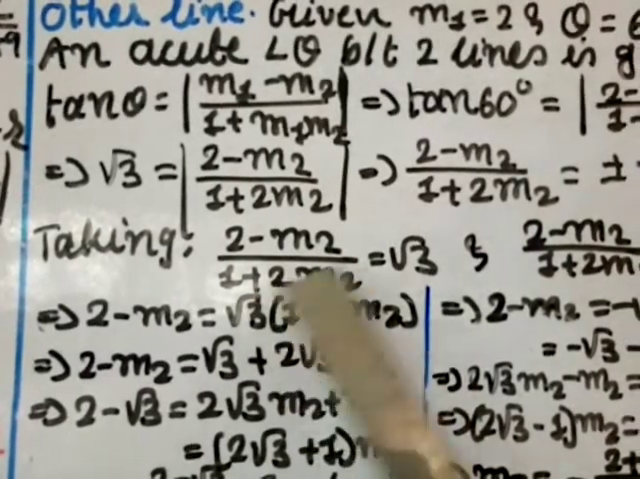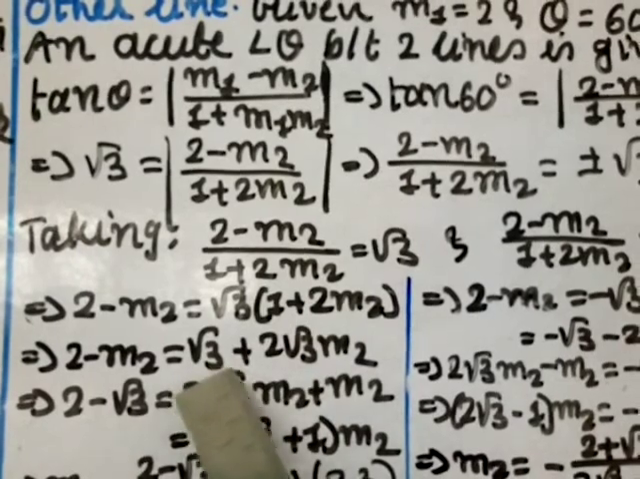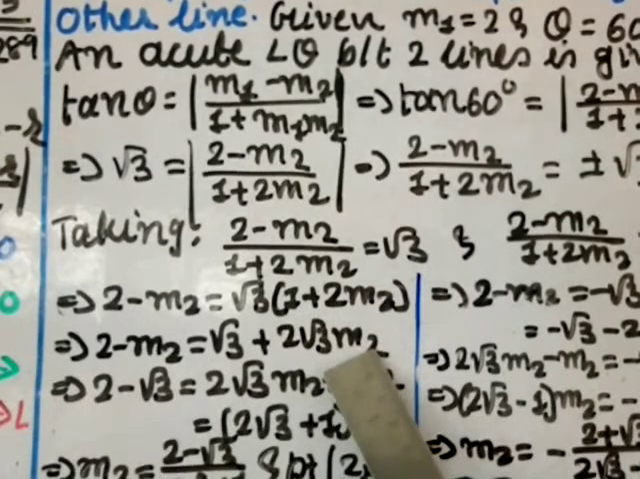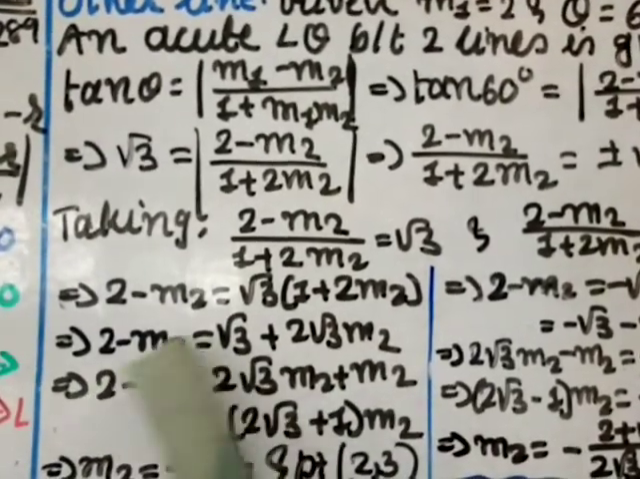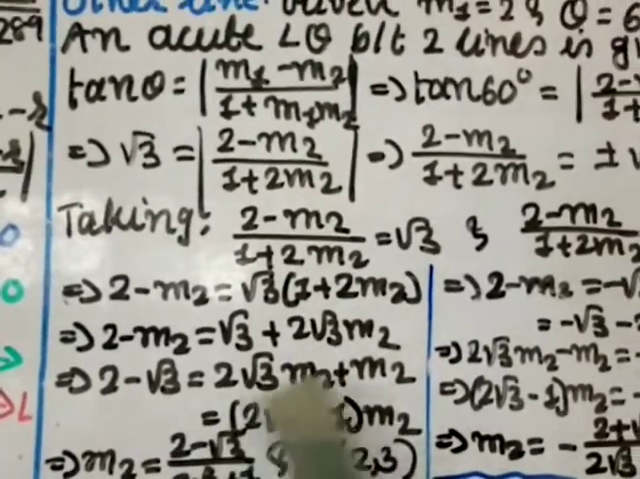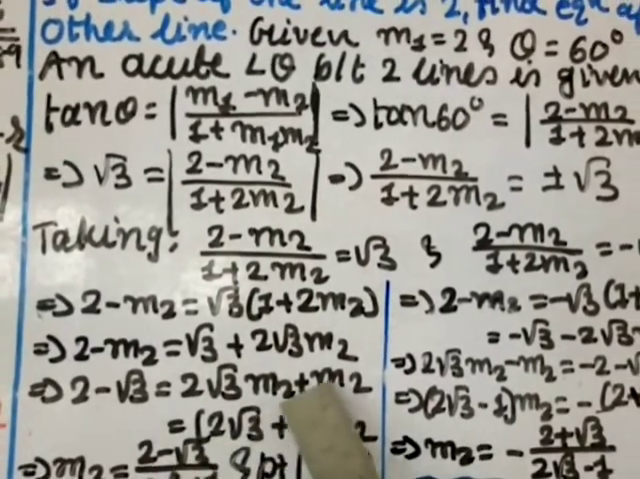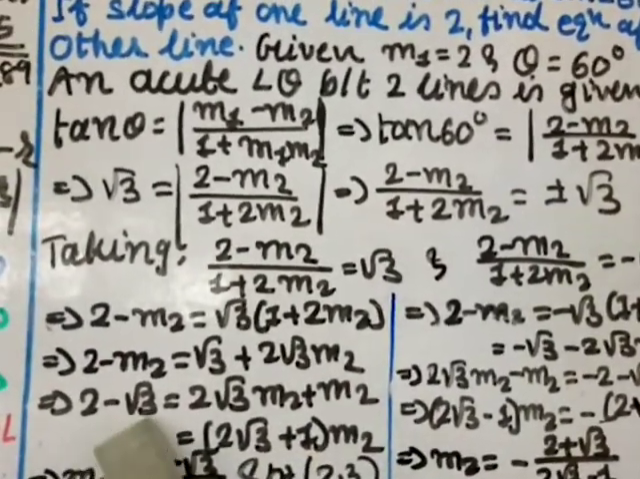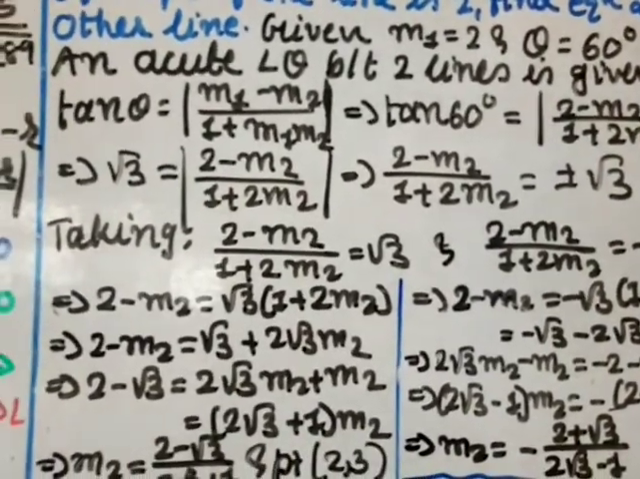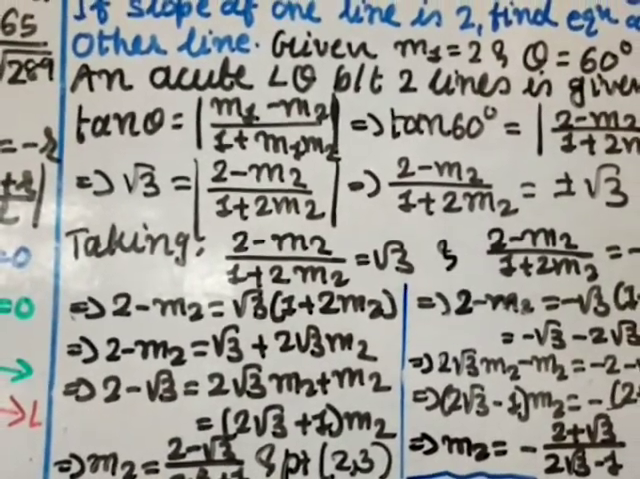Okay, this transferring over here. So 2 minus m2 is equal to root 3 into 1, that is root 3, plus 2 root 3 into m2. This minus m2 transfers over here and this root 3 transfers over here, so this becomes negative and this negative will become positive. So 2 minus root 3 equals 2 root 3 m2, this plus m2. From here I am taking m2 common, so here remains 2 root 3 plus 1. Here 2 minus root 3 as it is. Now transfer this over here, it will go in the denominator. So here remains m2 equal to 2 minus root 3 divided by 2 root 3 plus 1.